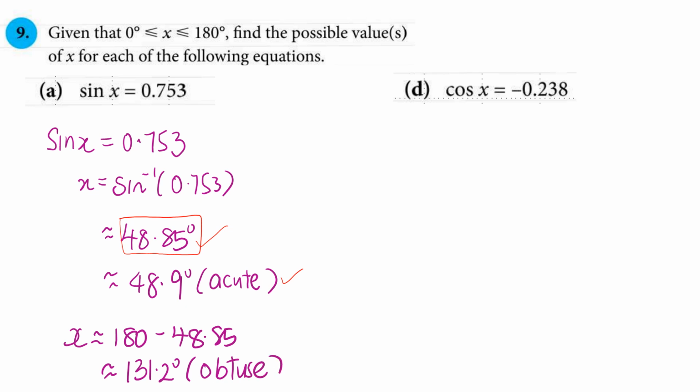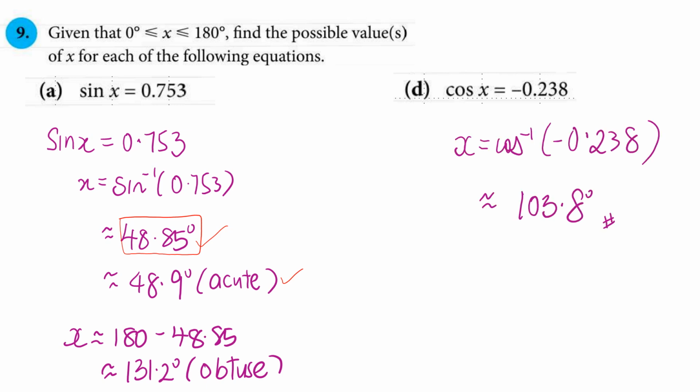So the second possible answer will be 180 minus 48.85, which gives you 131.2 degrees. For the final answer for angles, you should express it to 1 decimal place. So therefore, the second possible angle to get the ratio 0.753 is 131.2 degrees. But for cosine, it's a different story. For cosine, there's only one possible angle, which is the obtuse angle. And again, if you have forgotten why, please refer to the earlier slides.